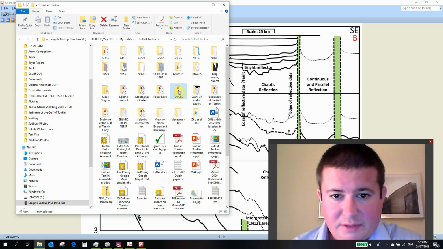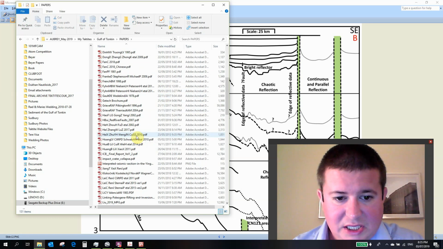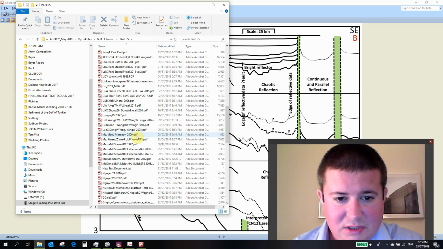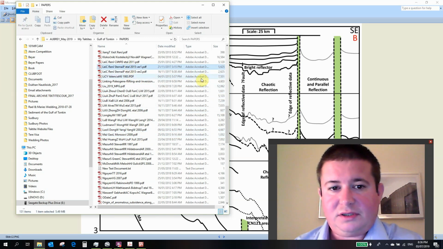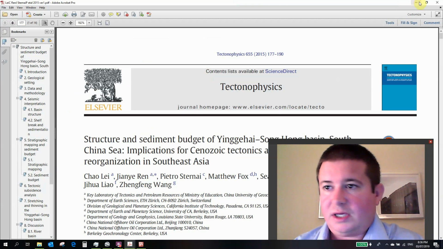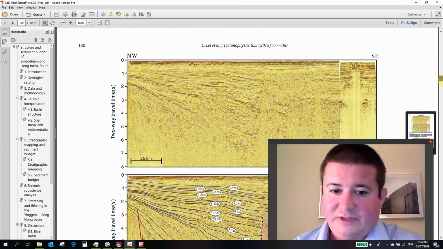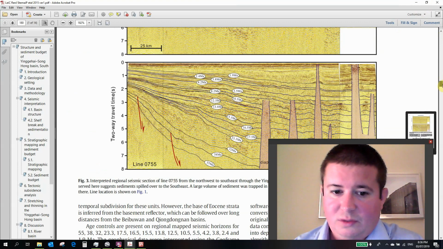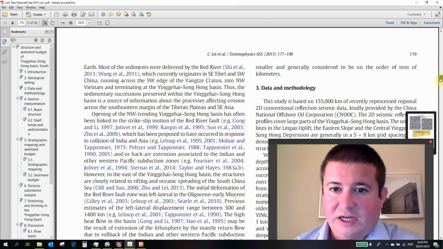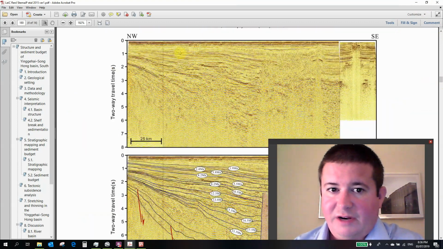This is from Lee et al., 2015. I have a couple of versions. Right, let's find this line. 7055 is the line that we were interested in, which is this line here. Okay, very low resolution, unfortunately.